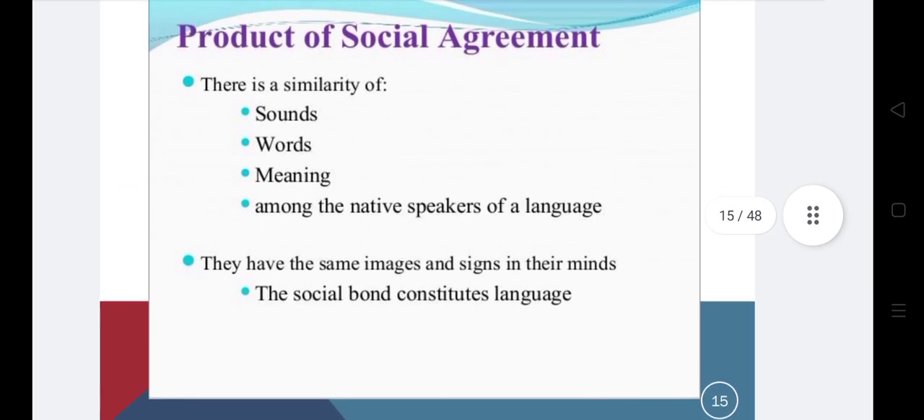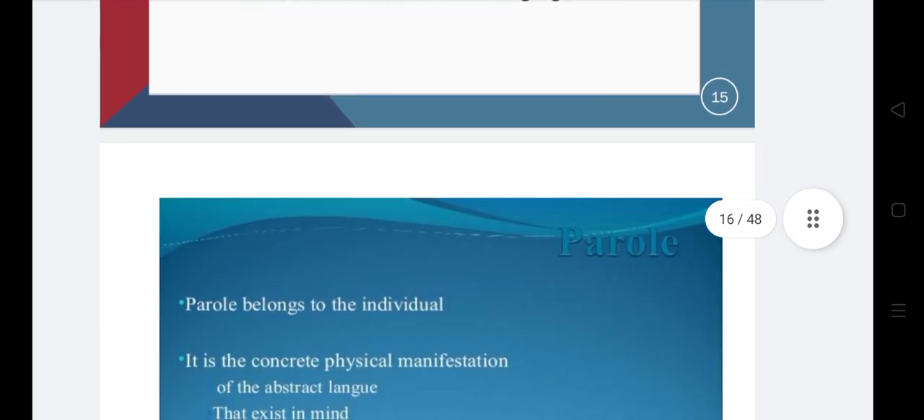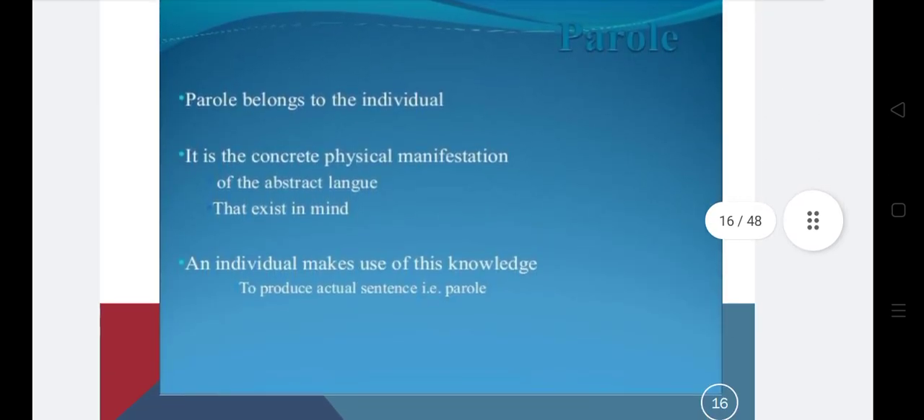Now we'll see the product of social agreement. There is a similarity of sound, words, and meaning among the native speakers of a language, and they have the same images and signs in their minds. The social bond constitutes language. So more about parole.